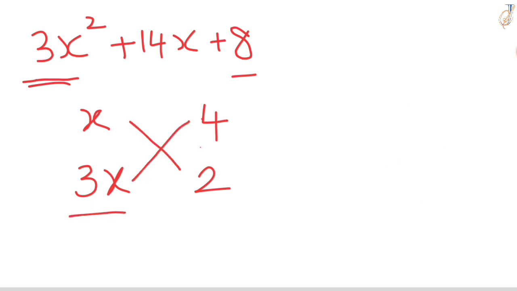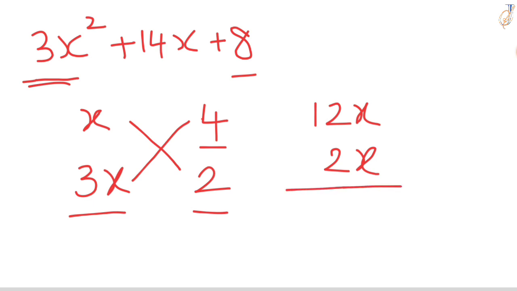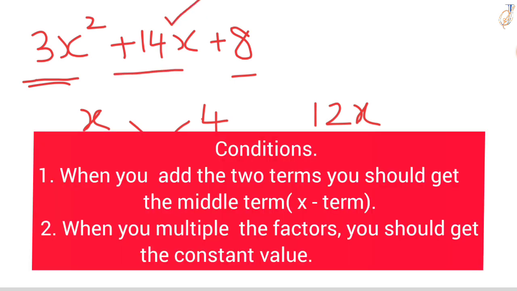3x times 4, which is 12x. 2 times x is 2x. When you add these two, it is 14x. So here also this is plus 14x, right? So here also plus 14x. So our first condition is satisfied.